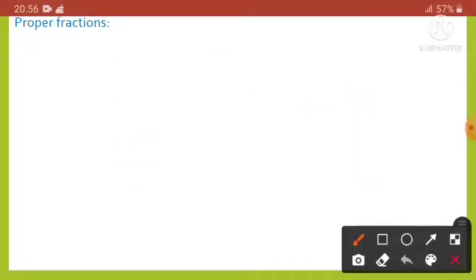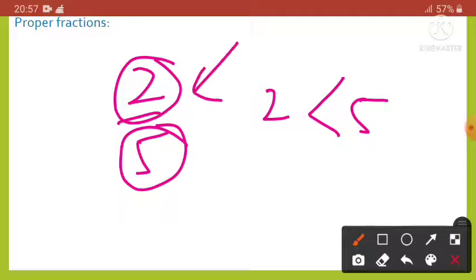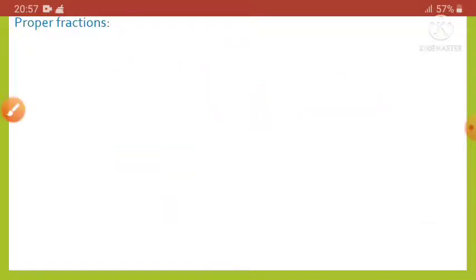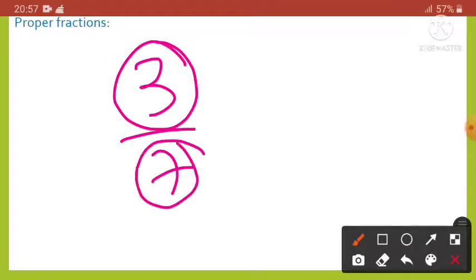Next one is proper fractions. The fractions having numerator smaller than the denominator are known as proper fractions. If you take the example, suppose 2 by 5, in this fraction you can see that numerator 2 is less than the denominator 5, so this fraction is known as a proper fraction. Another example is 3 by 7. So in a proper fraction, all the time the numerator will be smaller than the denominator, or you can say that the denominator will be greater than the numerator.